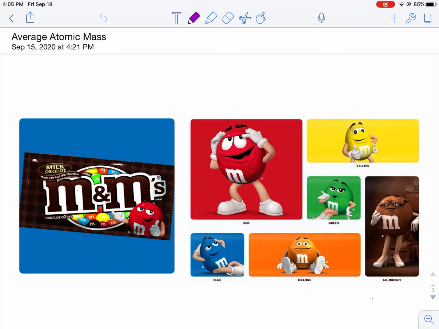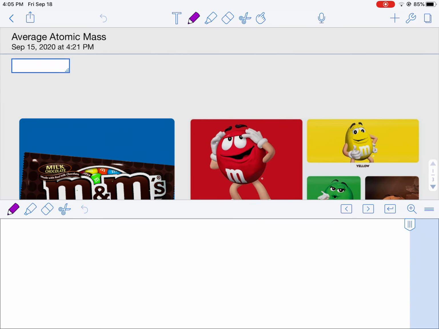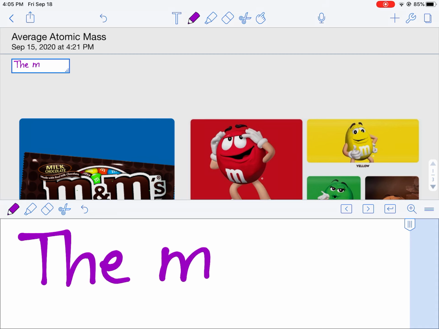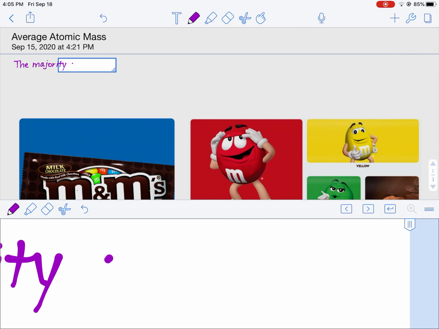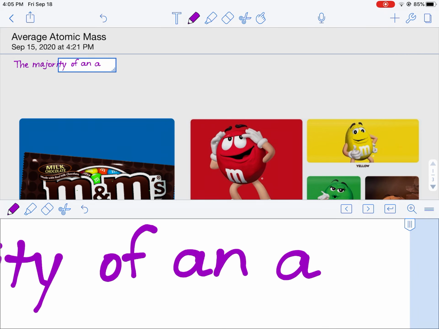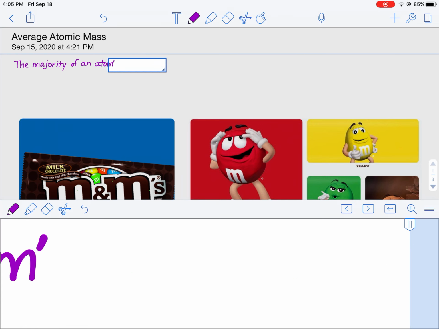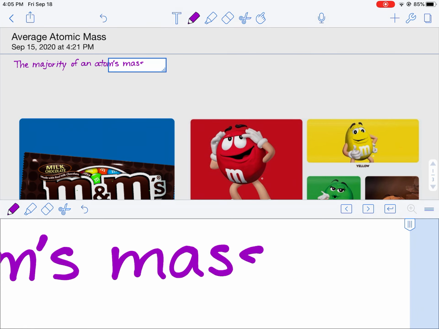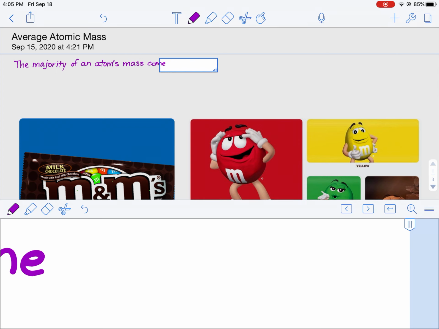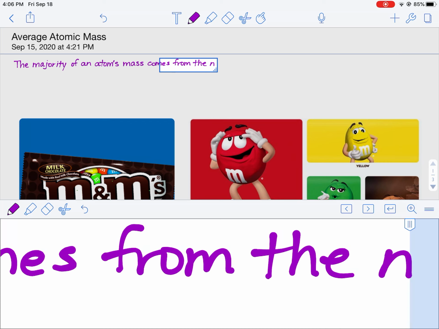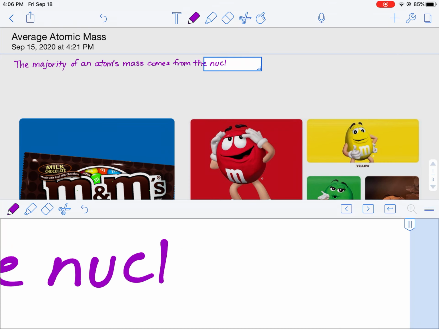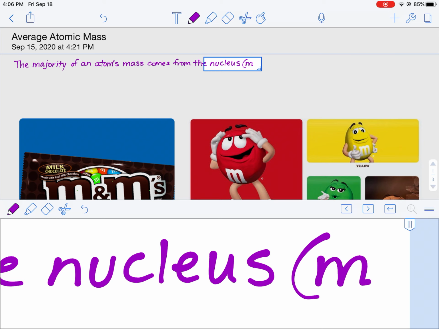Hi, today's lesson is on average atomic mass. In a previous lesson, we learned that the majority of an atom's mass comes from its nucleus, and we referred to that as the mass number.